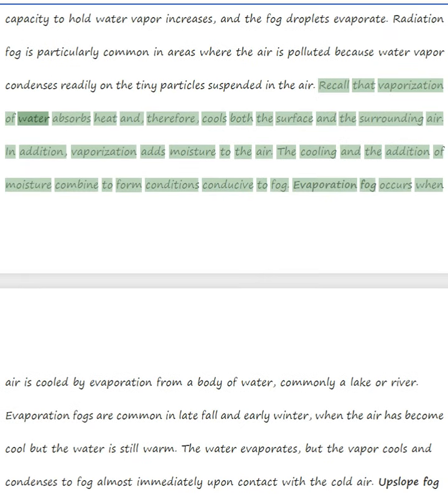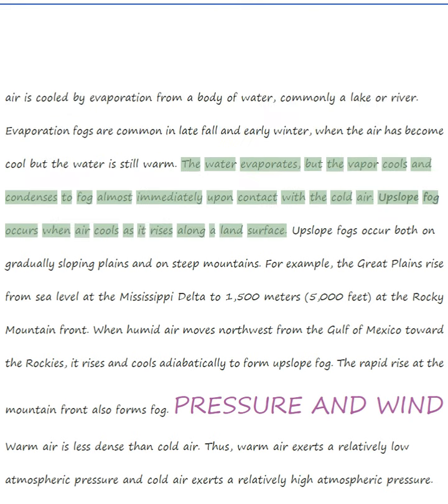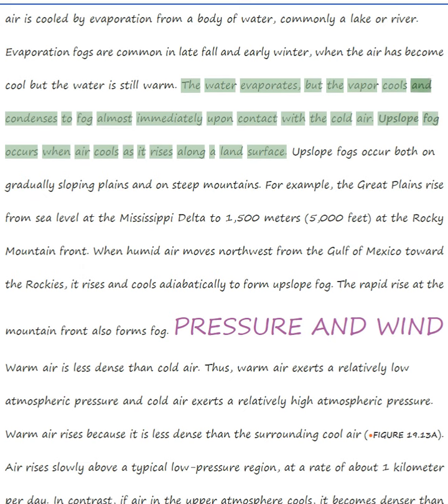Recall that vaporization of water absorbs heat and, therefore, cools both the surface and the surrounding air. In addition, vaporization adds moisture to the air. The cooling and the addition of moisture combine to form conditions conducive to fog. Evaporation fog occurs when air is cooled by evaporation from a body of water, commonly a lake or river. Evaporation fogs are common in late fall and early winter, when the air has become cool but the water is still warm. The water evaporates, but the vapor cools and condenses to fog almost immediately upon contact with the cold air.